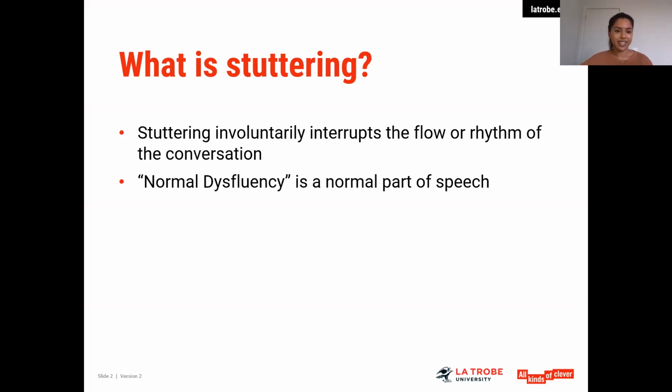So next slide. So what is stuttering? Stuttering is a communication difficulty that causes involuntary interruptions in the flow and rhythm of speech. Everyone can have hesitations, like I just did, or interruptions in their speech from time to time. This is called normal disfluency. However, in stuttering, the interruptions and the disfluency in speech noticeably disrupt the flow of the conversation, and that can impact the message a person is trying to convey. So these interruptions can manifest in many forms, and this will be discussed shortly.